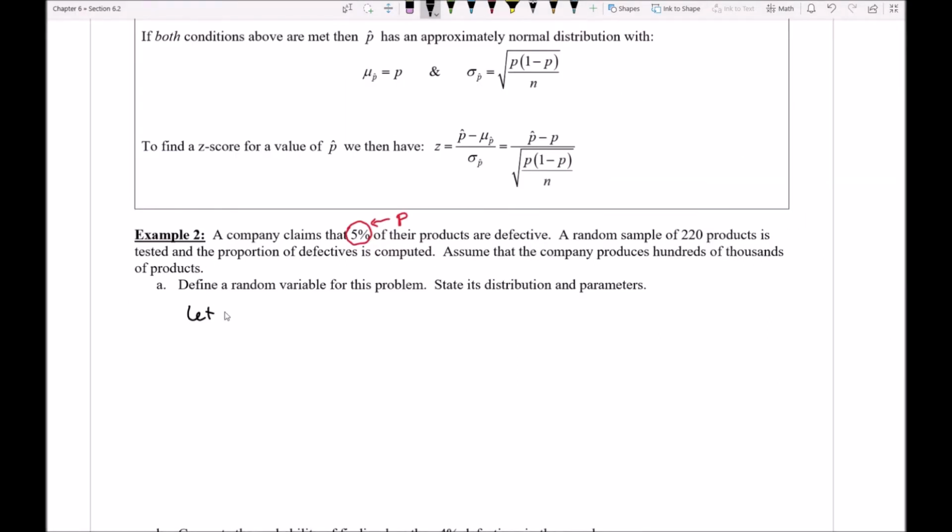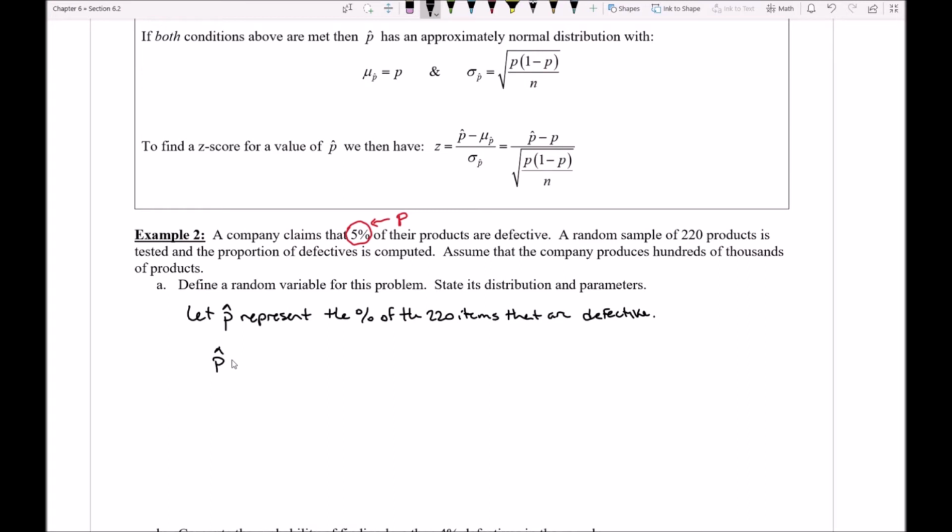So I'm going to let p hat represent the percentage of the 220 items that are defective. I don't know what this number is going to be, but I can say that p hat is the symbol that stands for it. A lot of different p hats could come out of this. If I ran this sample with my 220 objects and you did it with a different 220 objects, we may not get the same percentage back. So again, some p hats are more likely and some are less likely. But what distribution do they have?